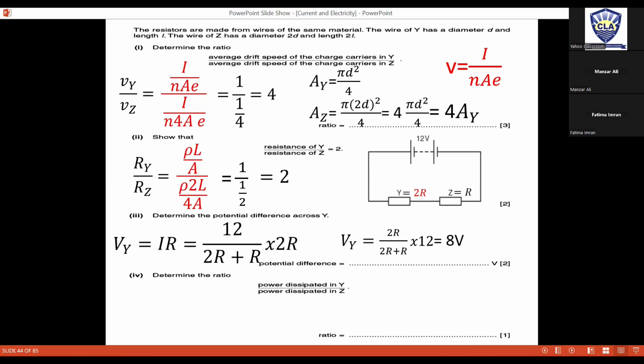And the answer is 8 volts. Power dissipated in Y and power dissipated in Z, we know that they both have the same current. So we can use the formula I squared R for power. I squared 2R divided by I squared R. R and R cancel out, so we get a 2 to 1 ratio. I also cancels out because they have the same current, so they will automatically cancel out in this case as well.